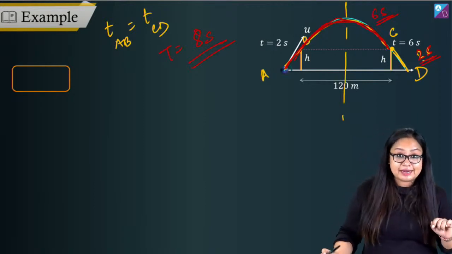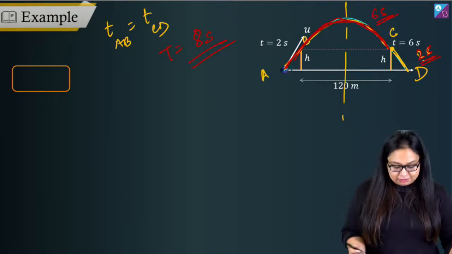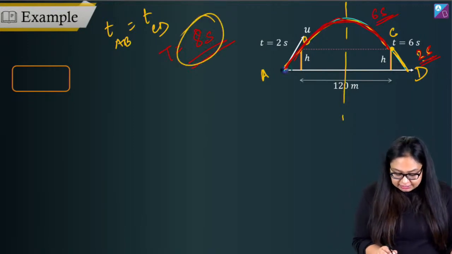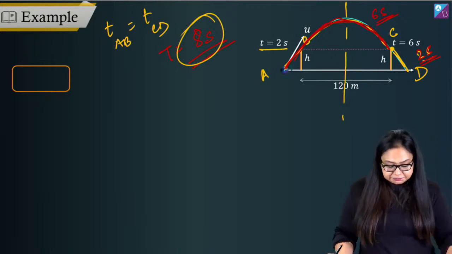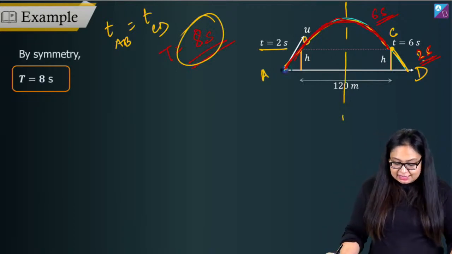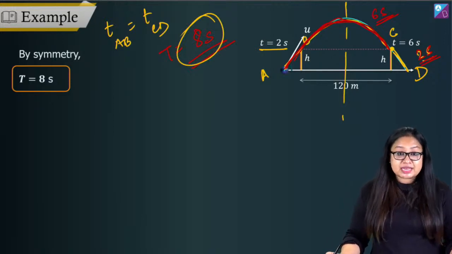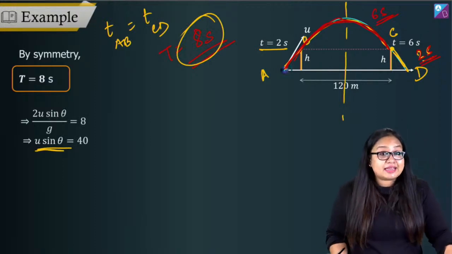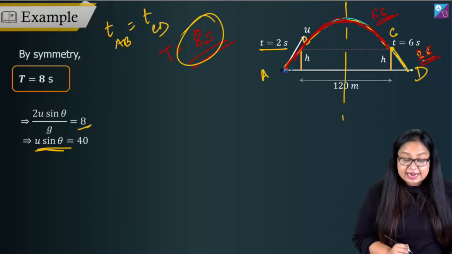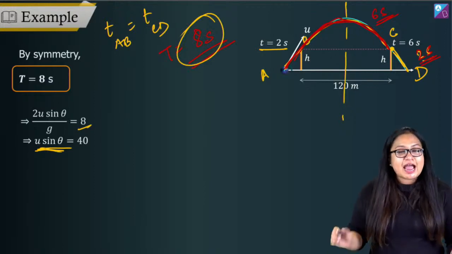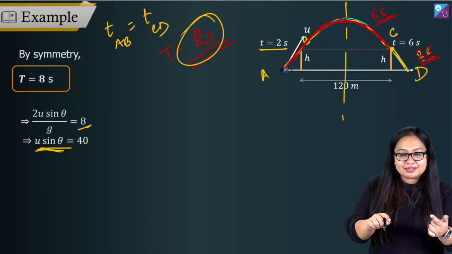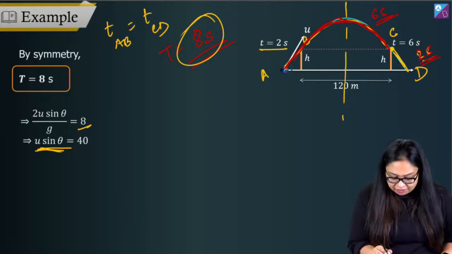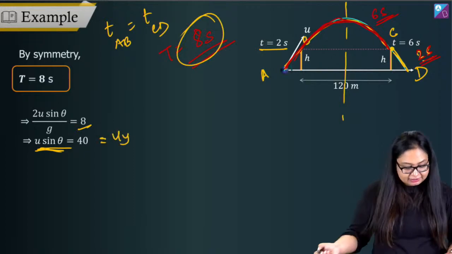Okay. Now that we've got time of flight and it is not matching with any options, we'll have to calculate height of each wall. And how do we calculate height of each wall? Time taken to go up is 2 seconds, and time of flight is 2u sine theta by g. So, can I get u sine theta from here? Of course I can. 2u sine theta by g is 8 seconds, u sine theta is 40, and u sine theta is nothing but initial velocity in y direction, Uy.